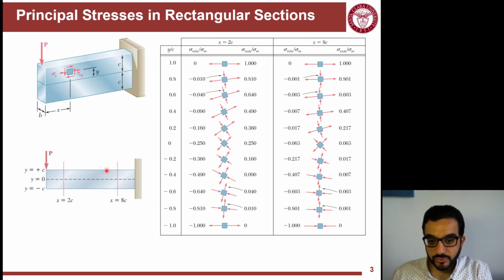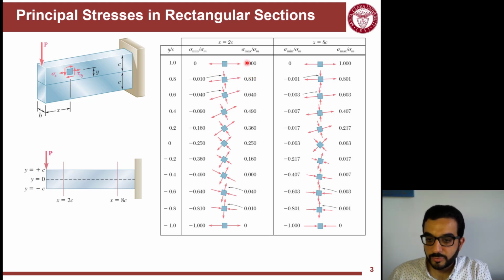When y over c is equal to 0, that means y is equal to 0. And at the top point here, y is equal to plus c, so the ratio y over c is equal to 1, and then the lower point will have a ratio of -1. They figure out the normal stress and shear stress at all these points. And they did a Mohr circle analysis and principal stress analysis for all the points listed here to find the value of sigma max, the positive principal stress, and sigma min, the negative principal stress, and find the ratio relative to sigma m, which is the maximum flexural stress that happens at this section.